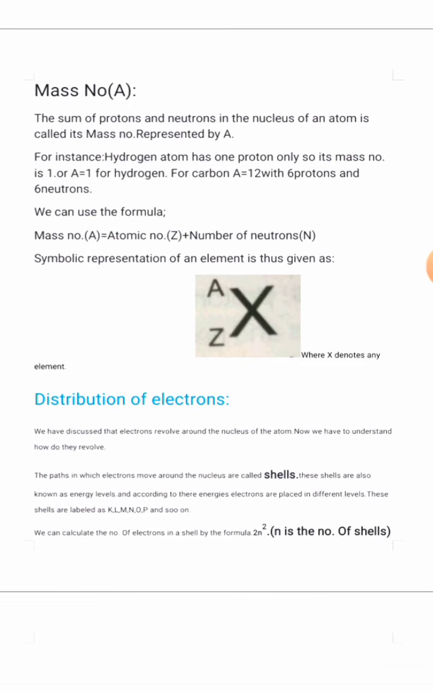Next, we have the symbolic representation of an element. That is given as X with superscript A and subscript Z, where X denotes any element, hydrogen, carbon, chlorine, whatever the element is. We simply put the mass number and the atomic number for the symbolic representation of any element. Clear?